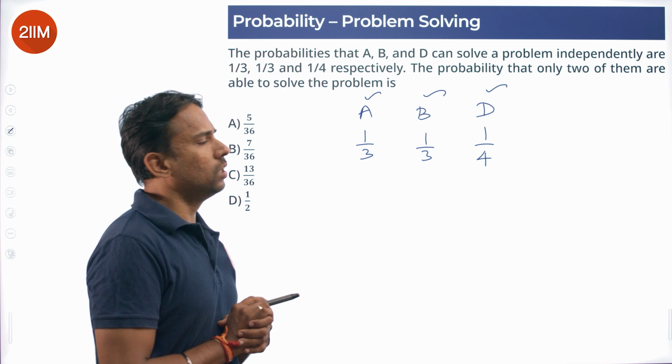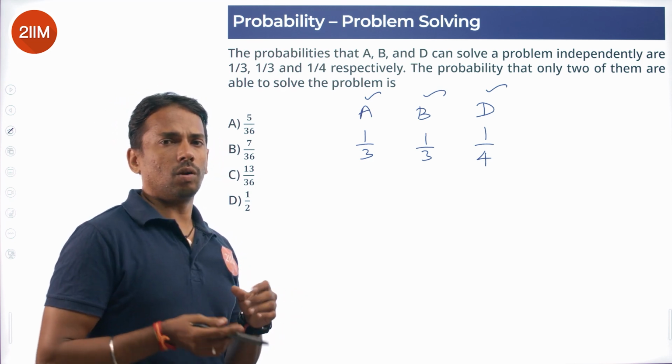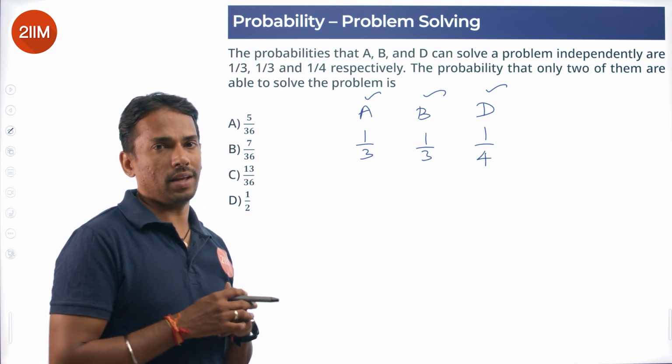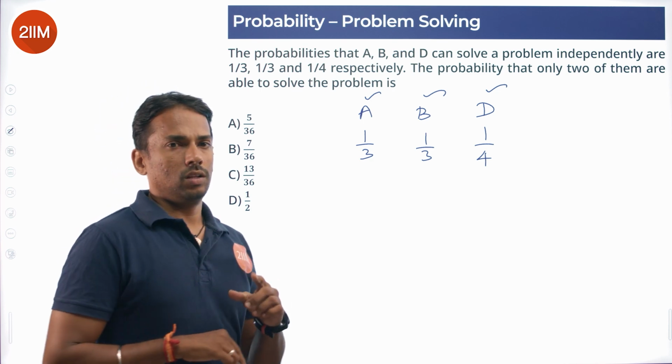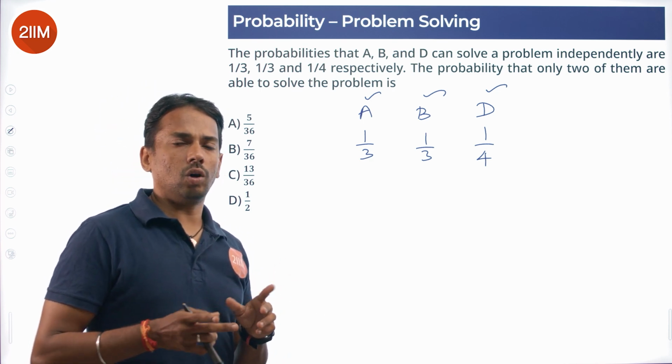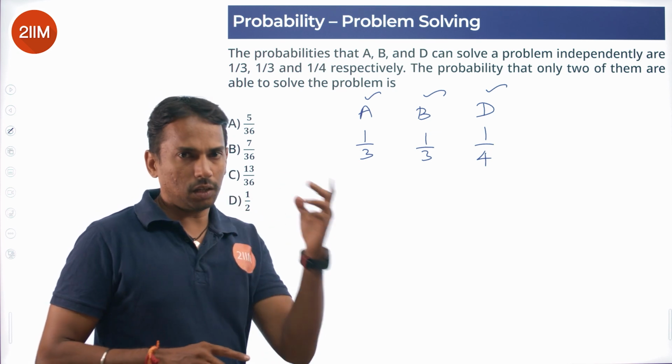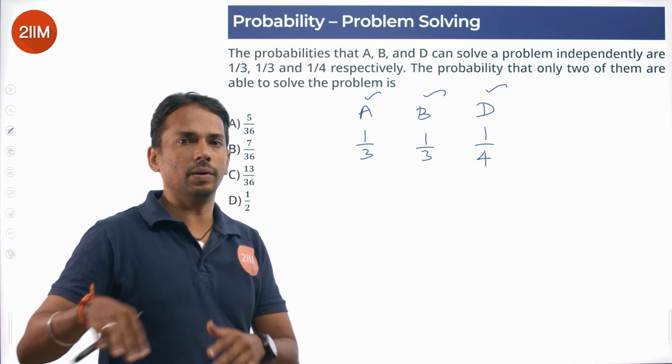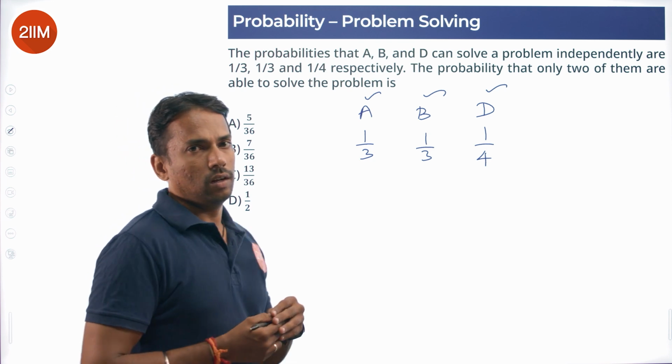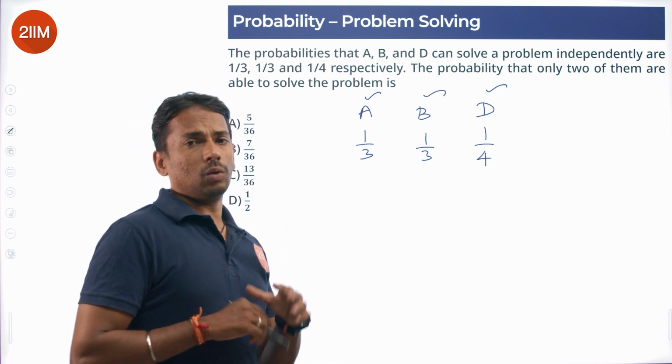So this is a question from probability based on the independent probability idea. That means one of them solving or not solving is not going to be affected by the other person solving or not solving. All these are independent events. Fine. Okay, then 2 of them are going to solve, the other one is not going to solve.